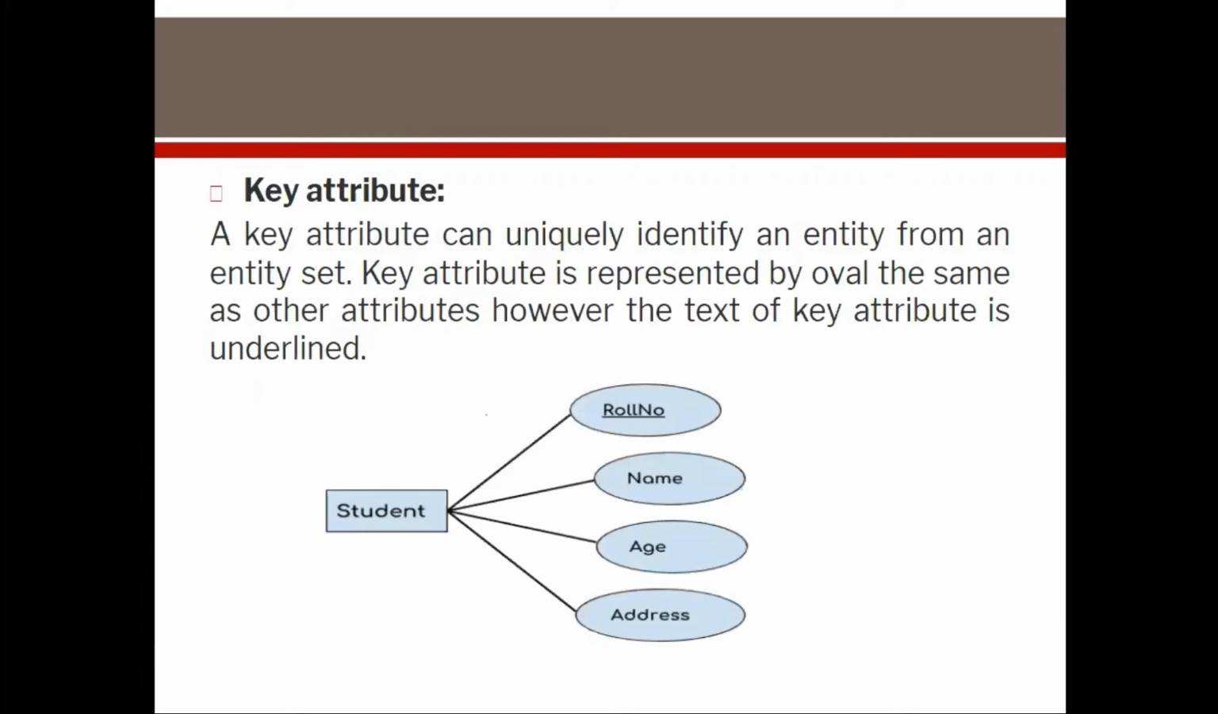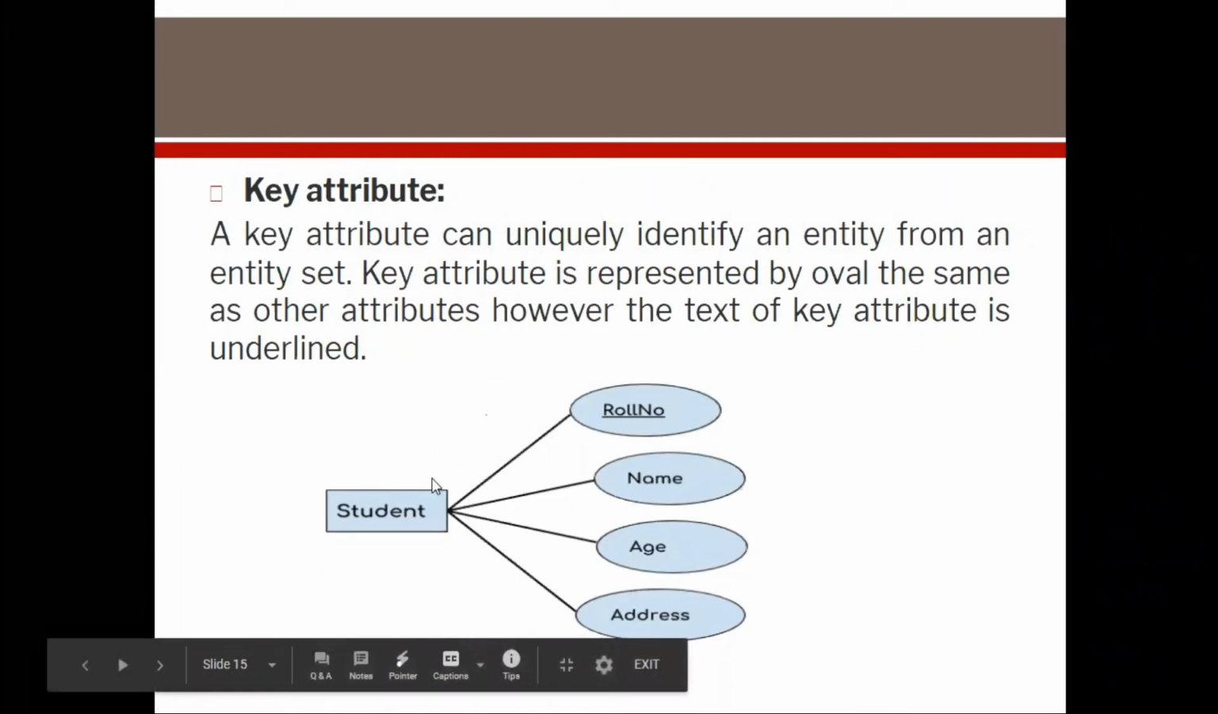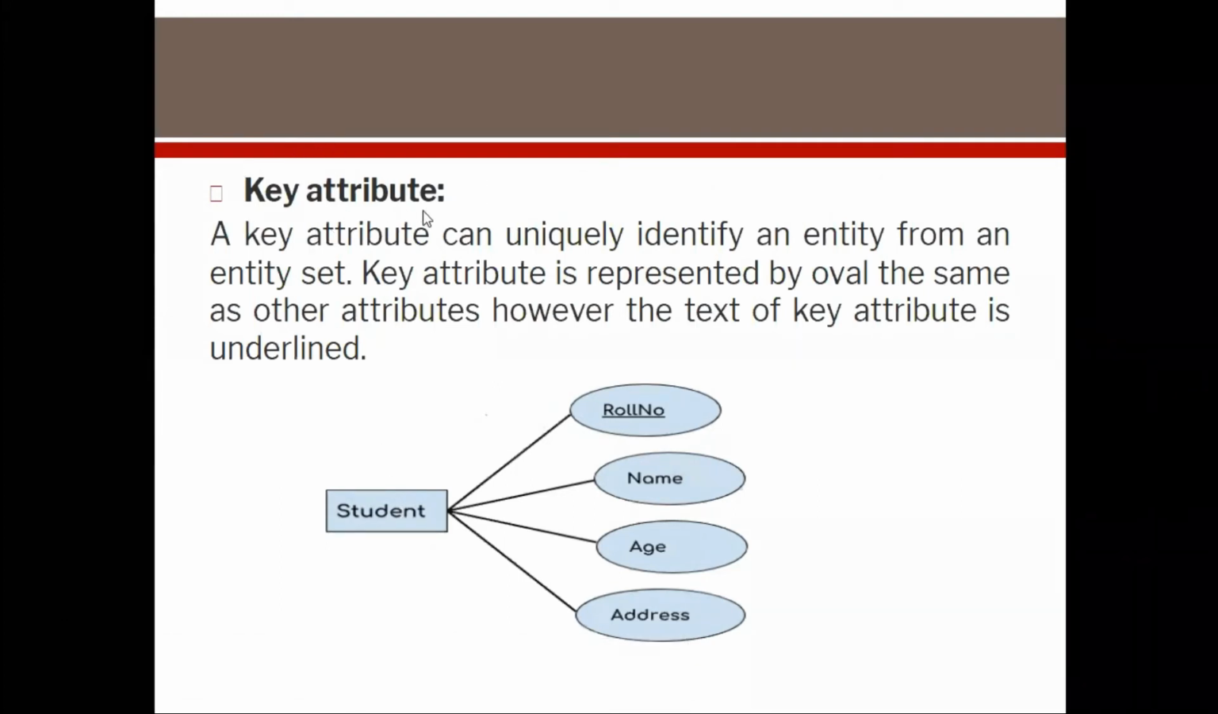So number one is the key attribute. A key attribute can also be called a primary key. If you see this diagram, there is one entity named student, and you have four attributes for this entity: roll number, name, age, and address. These four attributes are connected to this particular table. Now a key attribute basically means an attribute of a table that can be uniquely identified.